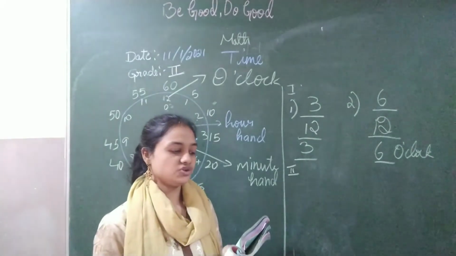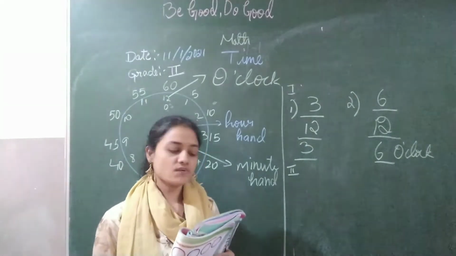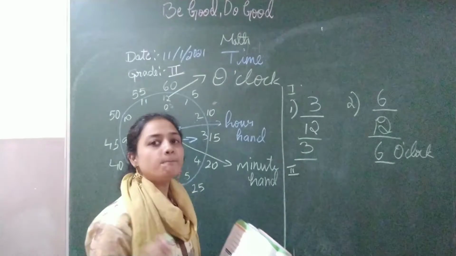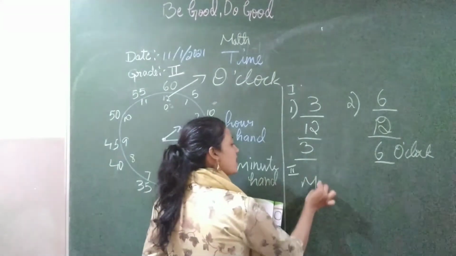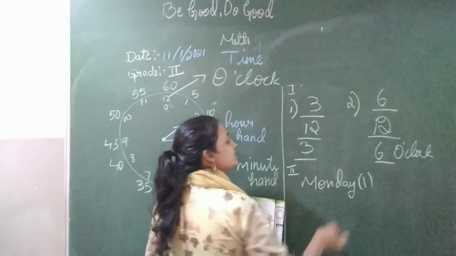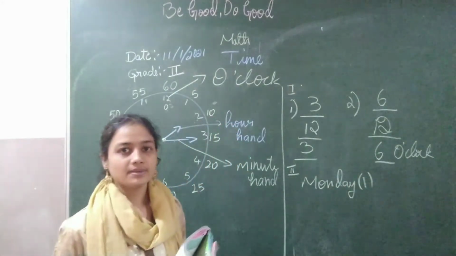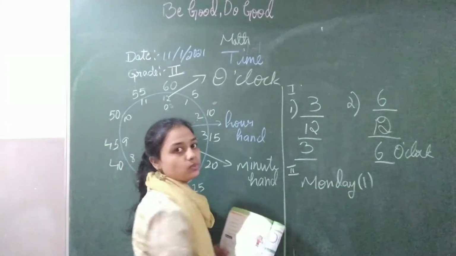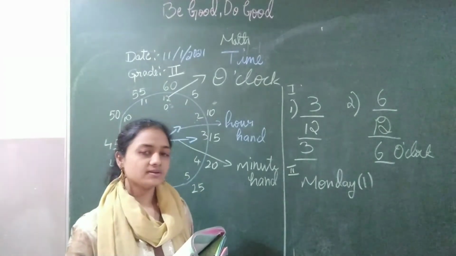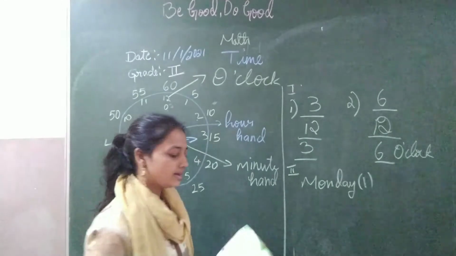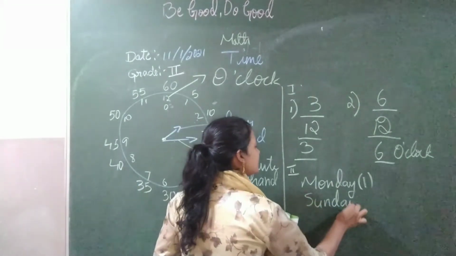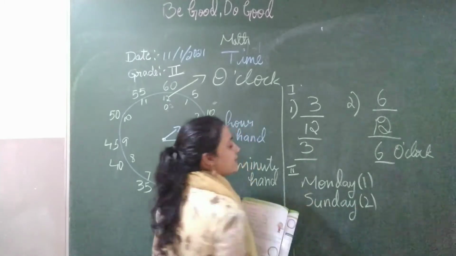So in the first question you have first day of the week. Which is the first day of the week? It is Monday. So where you can see Monday, you should write 1 in the bracket like this. So where you see Monday, write 1. Next, last day of the week. Which is the last day of the week? It is Sunday. So where you see Sunday, you will write 2 in the bracket.